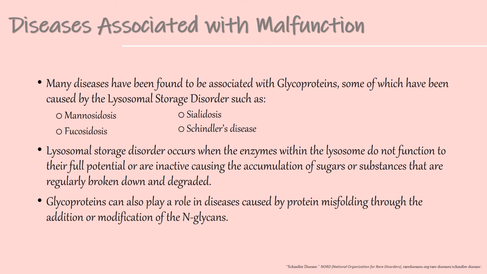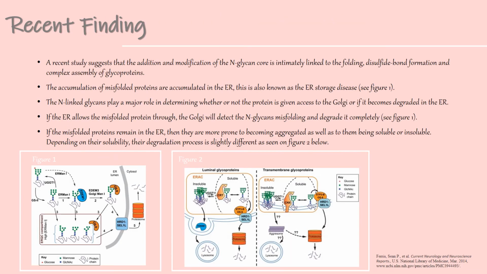Glycoproteins have also been found to have a role in protein misfolding through the addition or modification of the N-glycans in the ER or the Golgi apparatus. A recent study suggests that addition and modification of the N-glycan core is intimately linked to the folding, disulfide bond formation, and complex assemblies of glycoproteins.